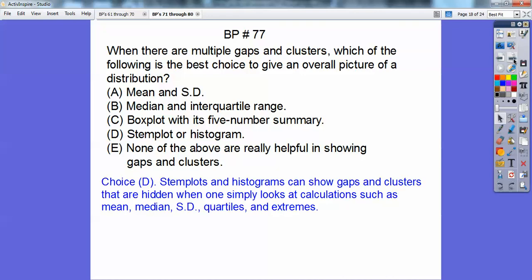Stem plots and histograms can show gaps and clusters that are hidden when one simply looks at calculations such as mean, median, standard deviation, quartiles and the extremes. You can't see those gaps with those.